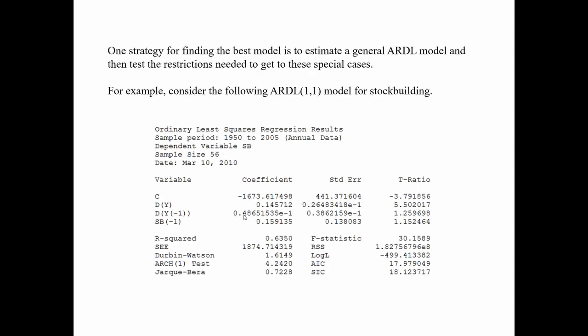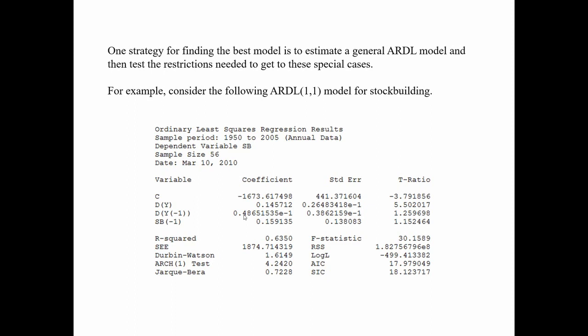Okay, well, let's start to look at an example here. This is the sort of way in which we would apply this methodology. Suppose we're estimating a model for stock building. So we're looking at the relationship between stock building and changes in GDP. SB here is stock building, DY is changes in GDP, and we start off with a general autoregressive distributed lag model. This is based on annual data from 1950 to 2005. So I've started off here with an ARDL11 model. It's included one lag on DY and one lag on stock building here.